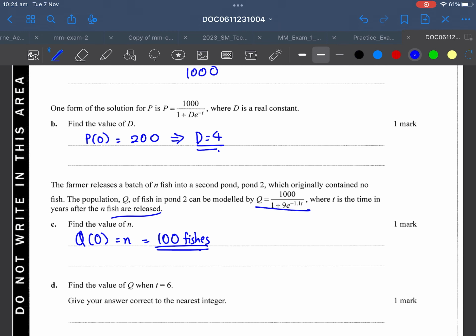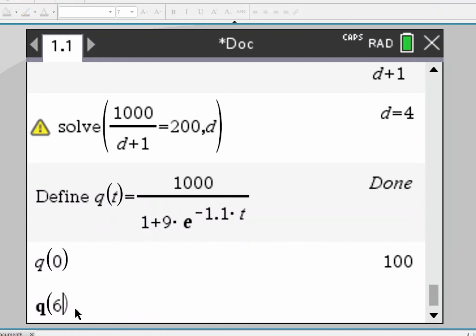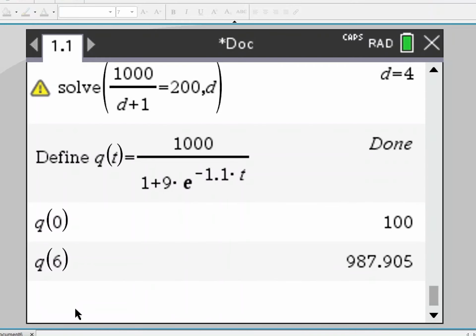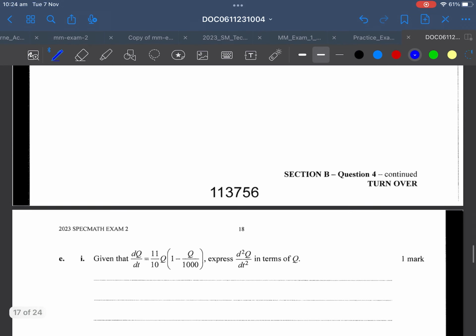Find the value of Q when T equals 6 to the nearest integer. Okay, 987, so that is 0.9, so 988. 988 fish.